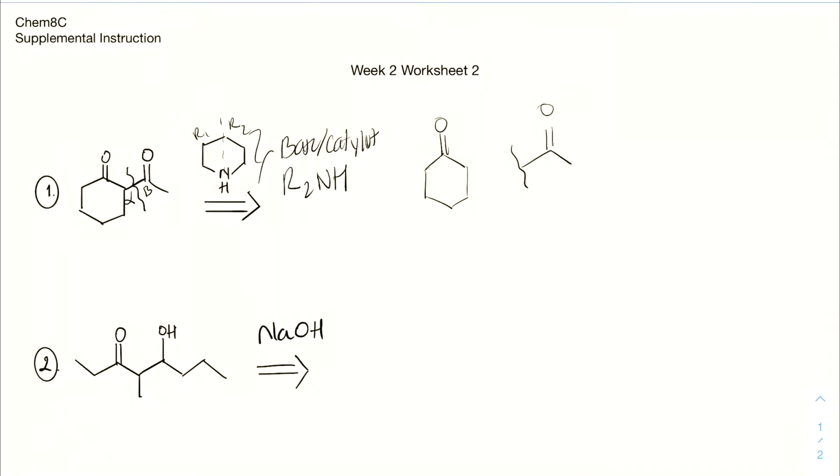Right? But I need something on this side right here. So I can just add any type of good leaving group. For this purpose, I'm just going to add Cl, a halogen. And that's it. These are your two reactants to make this product.